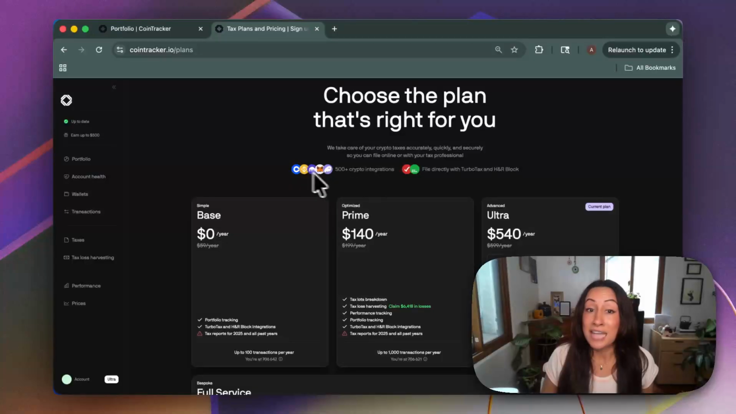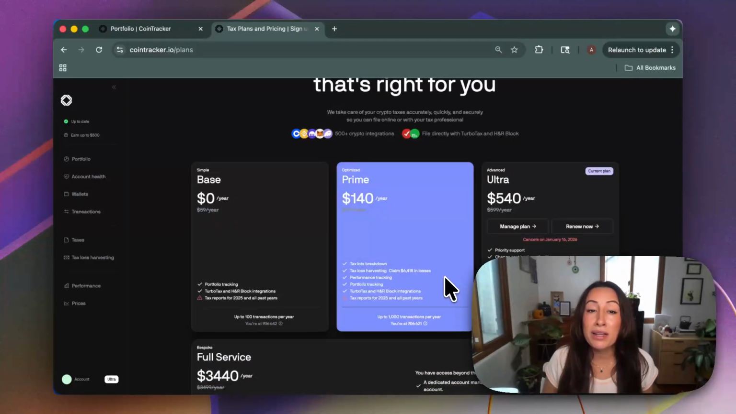Now, to access tax loss harvesting, you'll need a Prime plan. The Prime plan includes tax loss harvesting, tax loss breakdown, tax reports for all years, performance tracking, portfolio tracking, and support for up to 1,000 transactions per year. If you're planning ahead for tax season, Prime pretty much gives you everything you need. Plus, a lot of users actually end up saving more with tax loss harvesting than the cost of their Prime plan. So that's tax loss harvesting in CoinTracker.